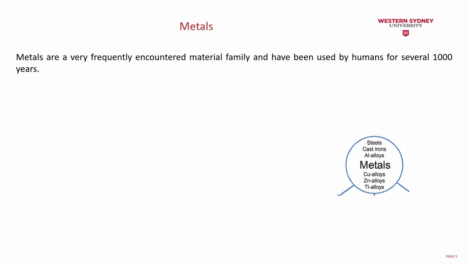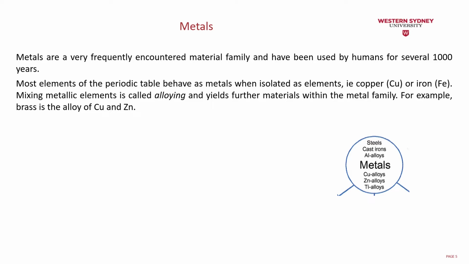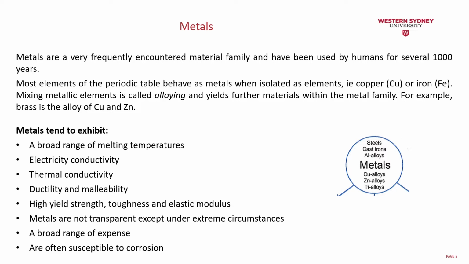So we start with the metals. Actually, if you look around you, you can find metals anywhere. Metals are very frequently encountered, and have been used by humans for several thousands of years. Most elements of the periodic table behave as metals when isolated as an element, for example, copper and iron. Mixing metallic elements is called alloying and yields further materials within the metal family. For example, we have brass, which is an alloy of copper and zinc.